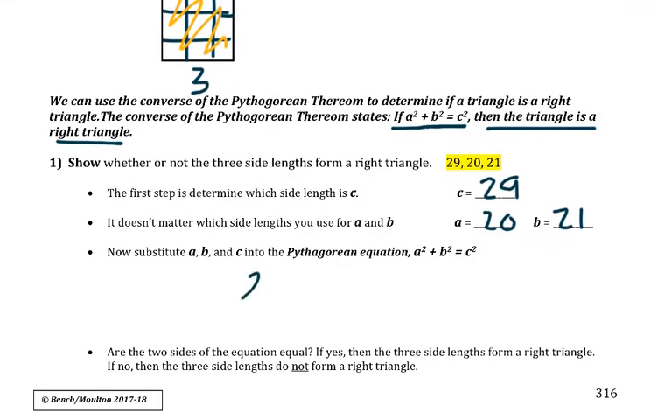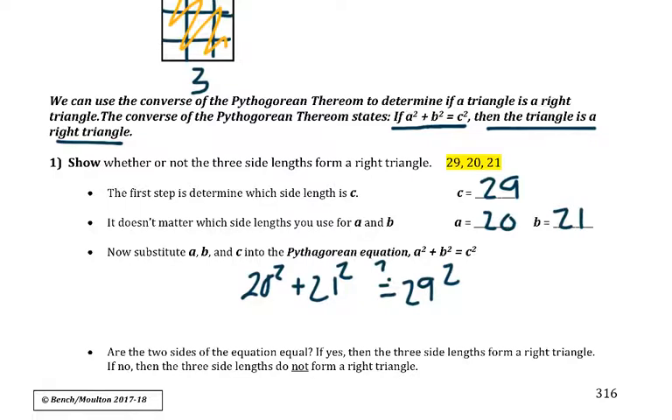So we're going to go 20 squared plus 21 squared. And we're going to see, is this equal to 29 squared? So this is the question. We don't know for sure, even though I put an equal sign there, we're not sure it's equal. We're going to test it.